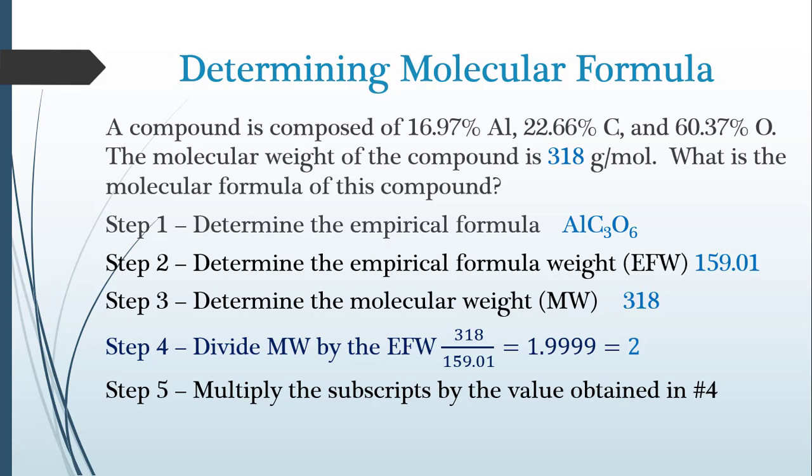So now you're going to multiply the subscripts by the value obtained in number 4. So 1 times 2, 3 times 2, and 6 times 2. And the molecular formula is Al2C6O12.